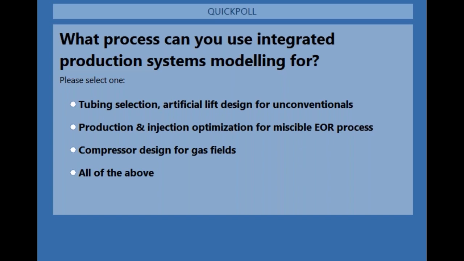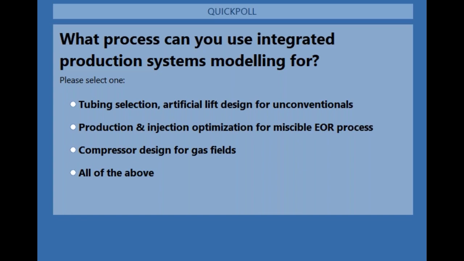Production and injection optimization for miscible EOR processes, compressor design for gas fields, or any of the network facilities design, or all of the above. So looking at the responses here, it seems that a lot of people, 1/4 of the people actually do a lot of analysis related to tubing design and wellbore design, artificial lift design. So nodal analysis and lift design is very important for a lot of people.